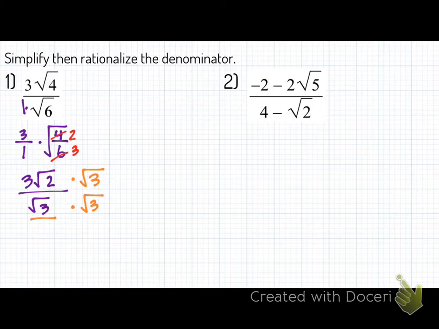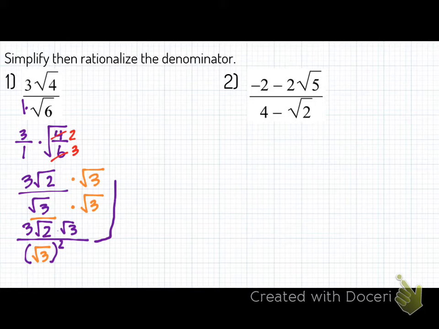And watch what happens here. I'm going to multiply this out. So the denominator is going to be rad 3 times rad 3, right? If I take these two, don't I get rad 3 squared? Right, and then the numerator, I got 3 times 1 is going to be 3, and then rad 2 times rad 3 is going to be rad 6, okay?